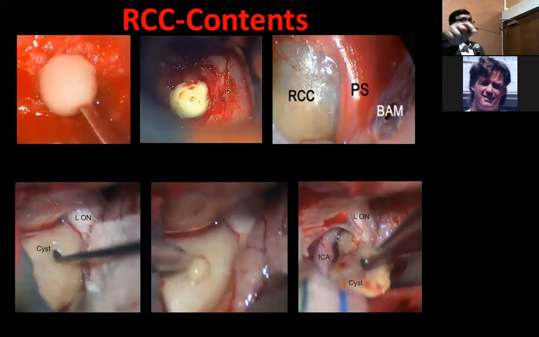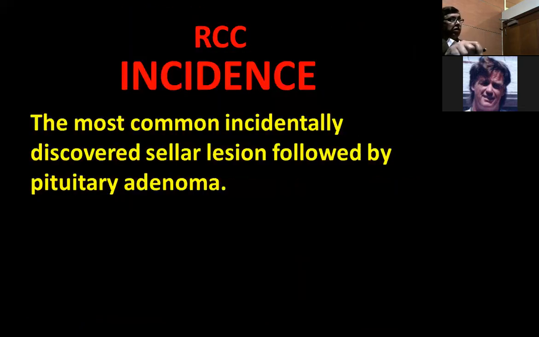So these are different pictures of different Rathke's cysts. You can see it's going to be milky, there is some mucin, etc. What's the incidence? You would be surprised. It is the most common incidentally discovered sellar lesion, followed by pituitary adenoma. It's much more common than the pituitary adenoma. But not all these cases that we discover accidentally are symptomatic.